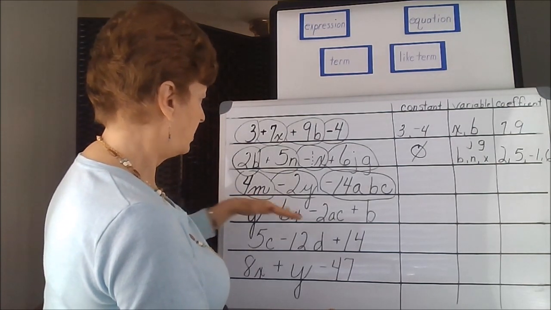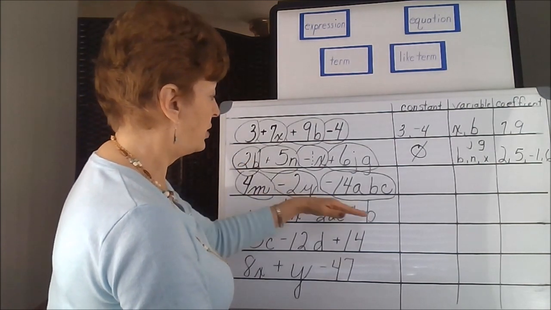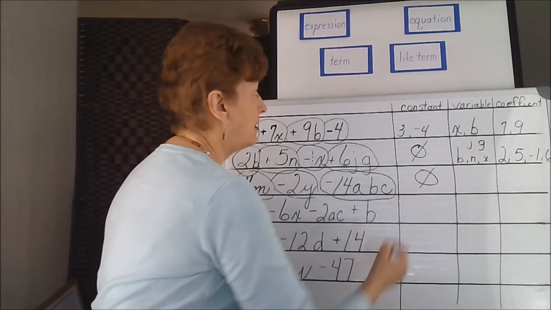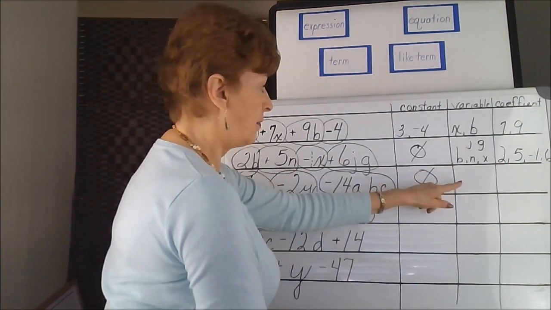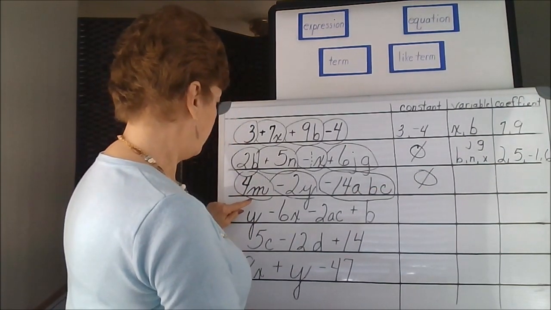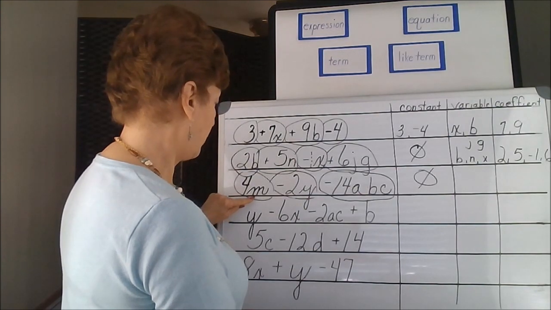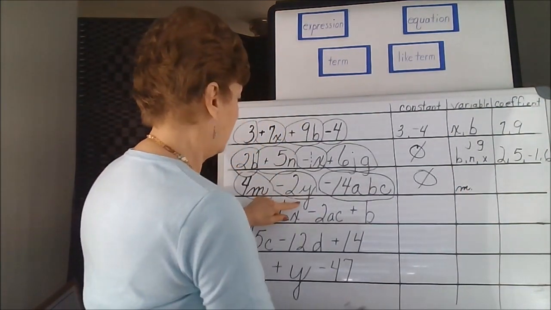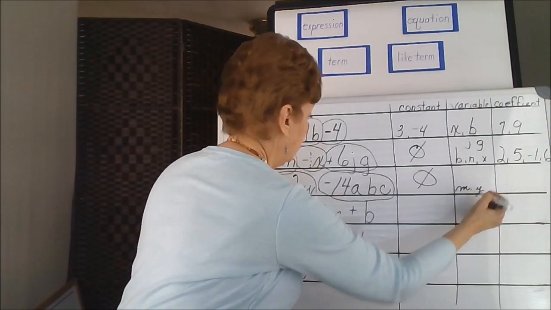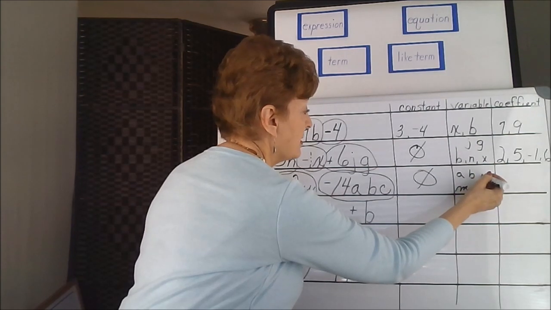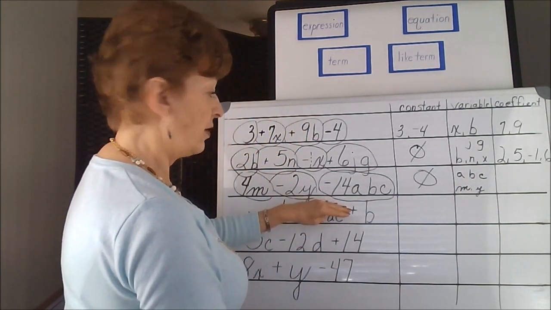4 is attached, -2 is attached, -14 is attached. So there are no constants in this expression. Our variables are simply the letters that could be substituted for numbers. So we have an M, a Y, and an A, a B, and a C. Those are variables.